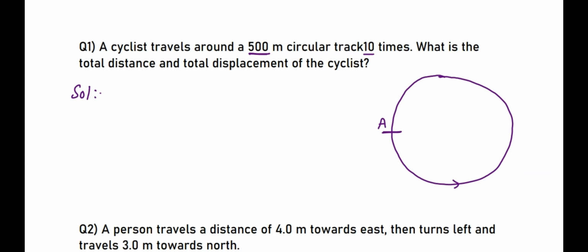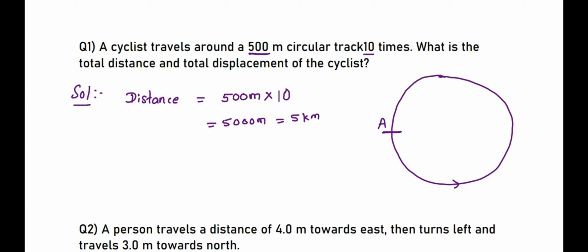So, what is the value of distance? So, distance traveled is equal to, each time he is traveling 500 meters. How many times did he travel? 10 times he traveled. So, this will become 5000 meters, or we can write it as 5 kilometers. That is the distance traveled by the cyclist.